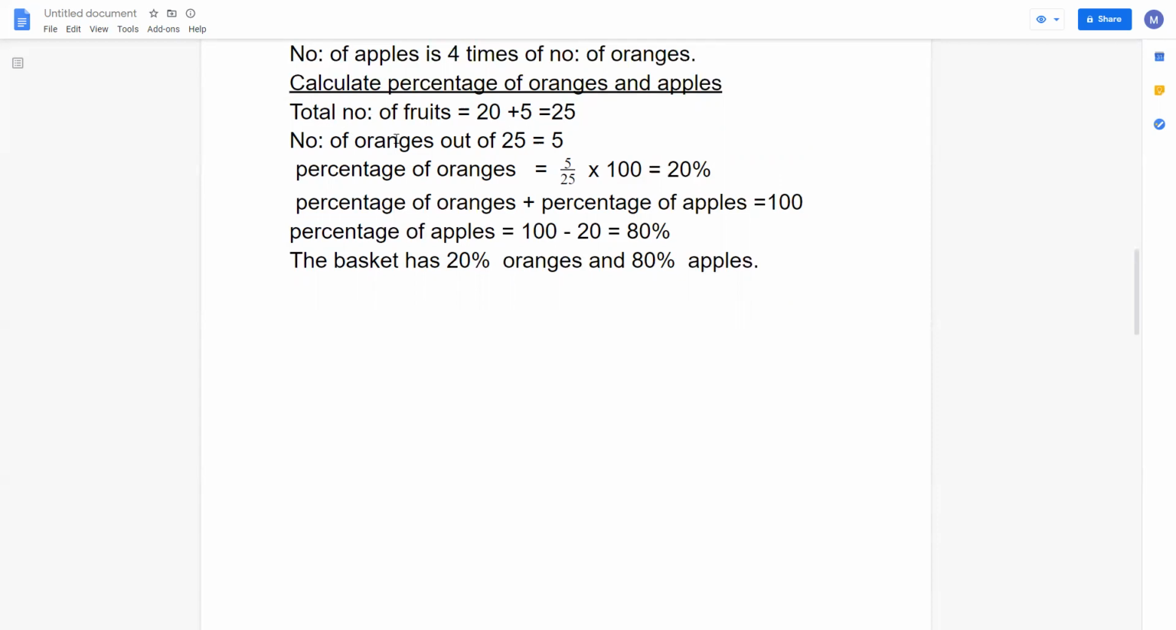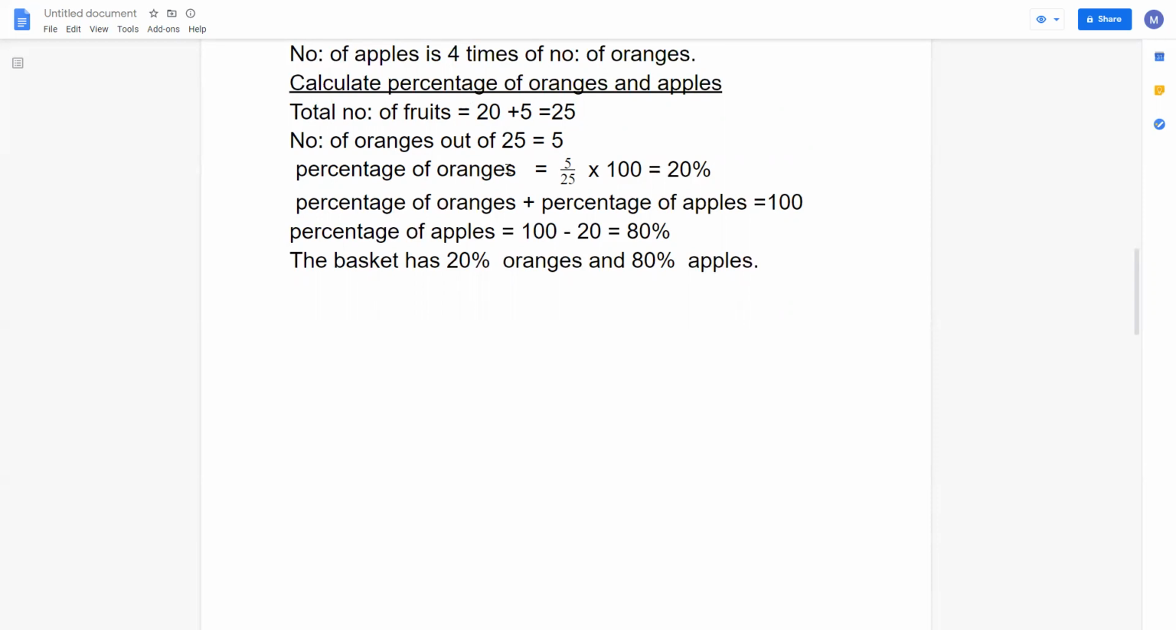For calculating percentage, we should know first what is the total number of fruits. Total number of fruits is equal to 20 plus 5, 20 apples and 5 oranges. So 20 plus 5 equal to 25. Now number of oranges out of 25 equal to 5. That is, out of total fruits 25, 5 oranges are there.